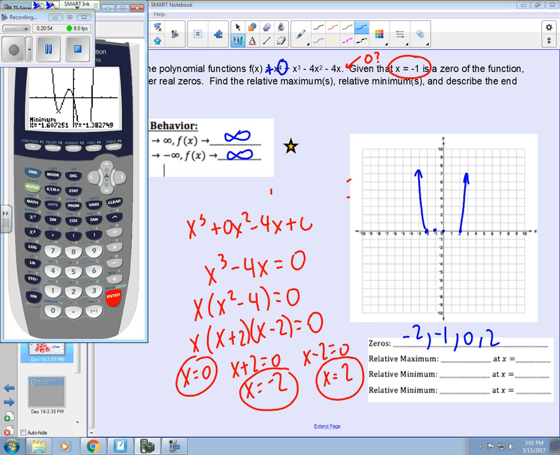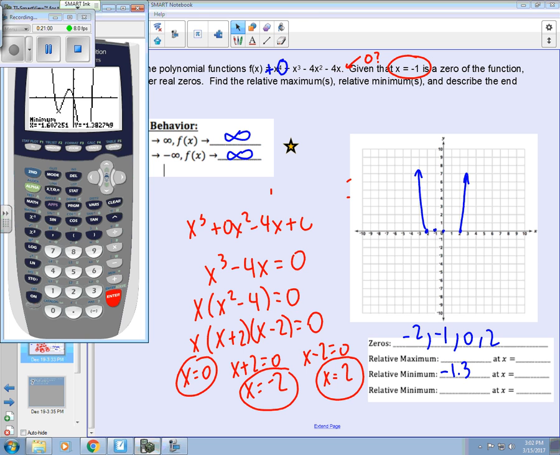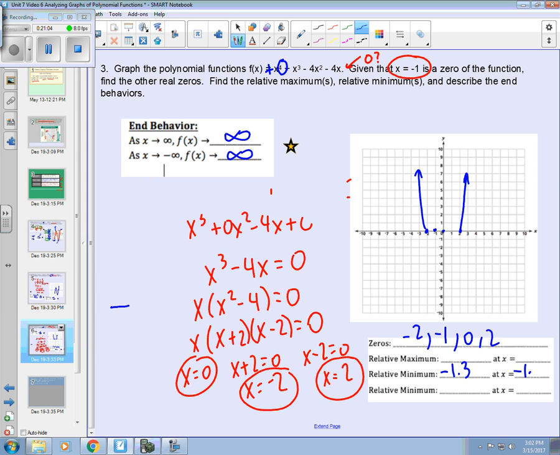And it tells us the minimum's at -1.3. So at -1.3, there's a minimum, and the x value, the location that it happens at, it's about -1.6. So if you find that on here, -1.6, go down about 1.3, maybe right about there. There's the minimum. Okay, see if you can find the next maximum and minimum.